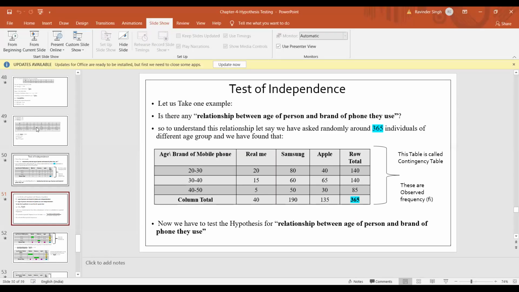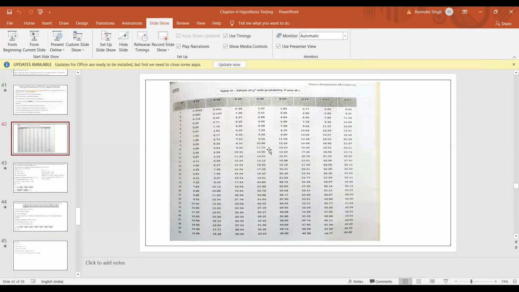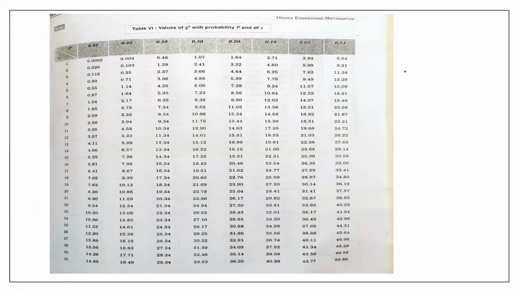Just where we had the chi-square test values previously. Here, if we look at this chi-square table, we want to check the chi-square at the 5% level of significance and degree of freedom 4. So what is the value? It is 9.49. The table will not change for the test of independence. So this is the critical value we have got, which is 9.49.